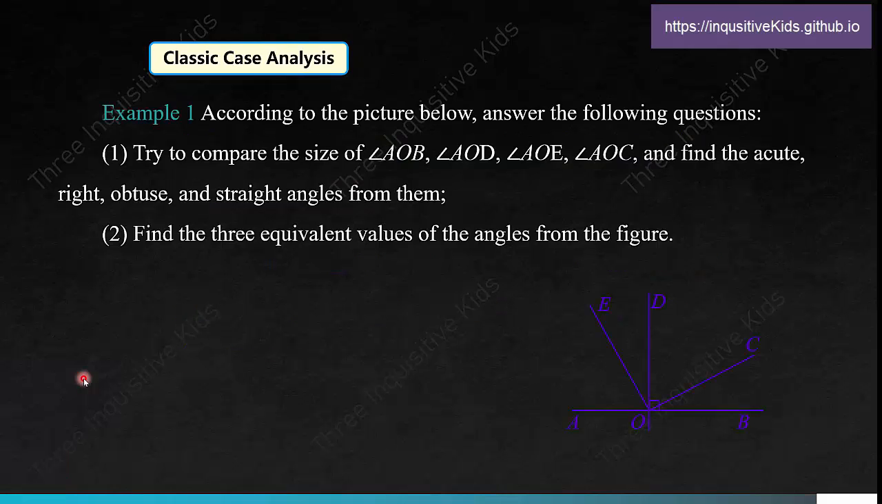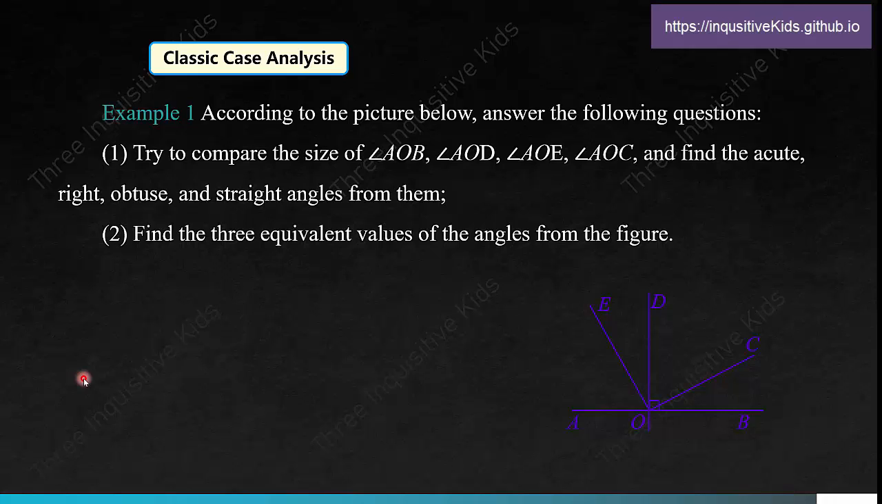Here's example 1. According to the picture below, answer the following questions. 1. Try to compare the sides of angle AOB, angle AOD, angle AOE, angle AOC. Try to find the acute, right, obtuse, and straight angles from them. And 2. Find the 3 equivalent values of the angles from the figure. Did you have an answer? So, the first problem is trying to find which one is the acute, right, obtuse, and straight angle.